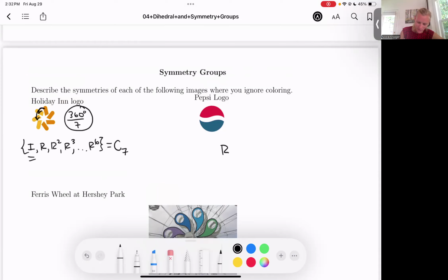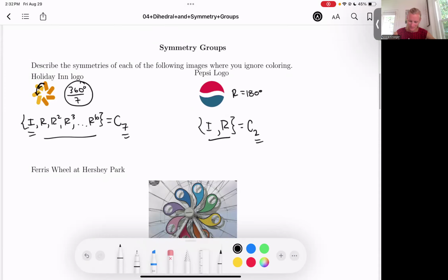So if I do one rotation in this case, which is by 180 degrees, and I do the identity, the do nothing rotation, then this describes the symmetries of the Pepsi logo. This again is not a dihedral group because there are no flips here. And so we'll call this C2. We'll notice that the number here agrees with the number of elements in the group.